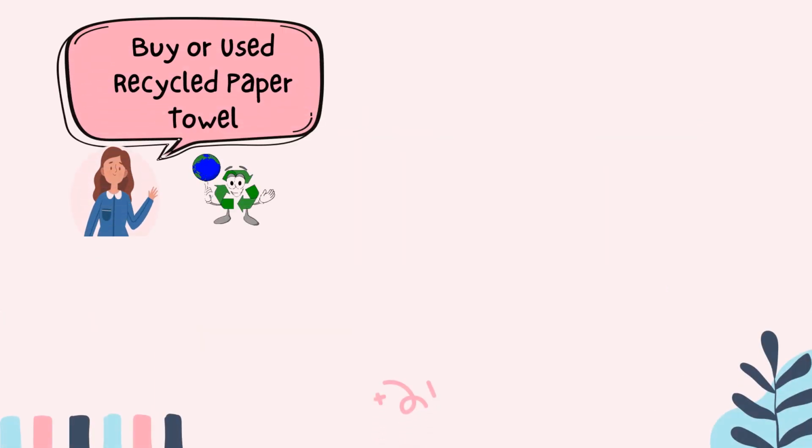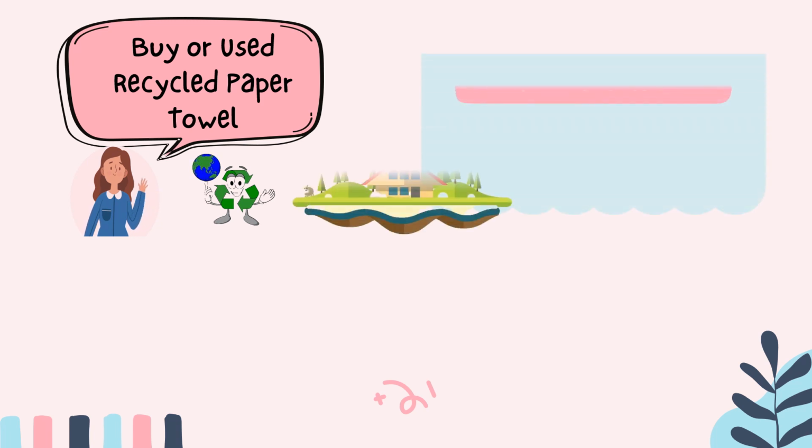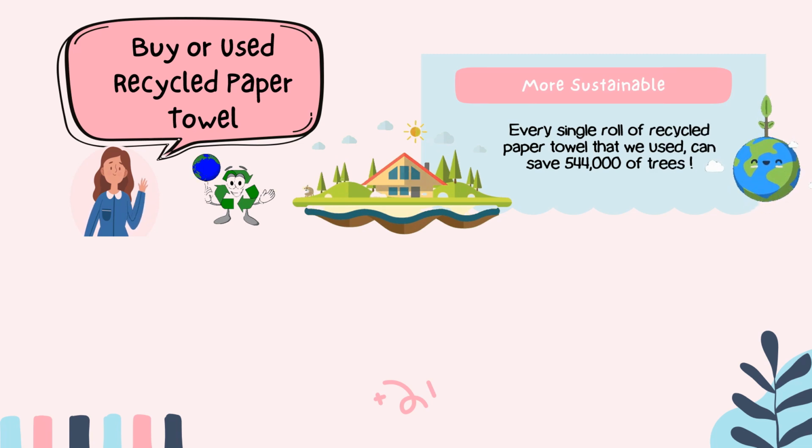First, to reduce the impact of paper towel, we need to buy or use recycled paper towels. Choosing recycled paper towels is a significant first step to sustainability. Using recycled paper towels may seem like a more sustainable option to save a few trees and prevent chemical pollution. Did you know, every single roll of recycled paper towel that we use can save 544,000 trees.